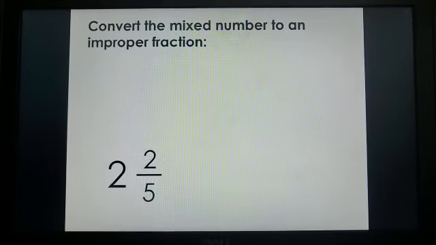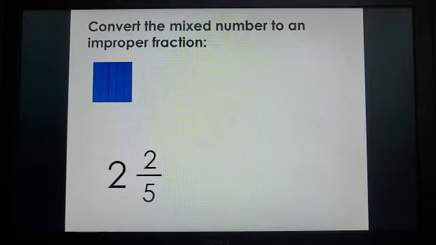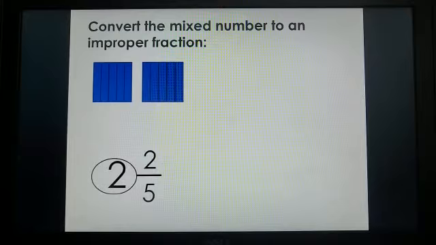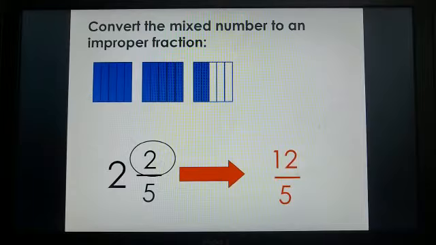So let's have a go at changing this mixed number into an improper fraction. What do we know? We know that 1 whole will equal 5 fifths. And I know that I've got 2 wholes. I also know that I've got 2/5 coloured in. What is this fraction as an improper fraction? How many do I have coloured in? Well, I have 12 coloured in and I know my whole number is 5.